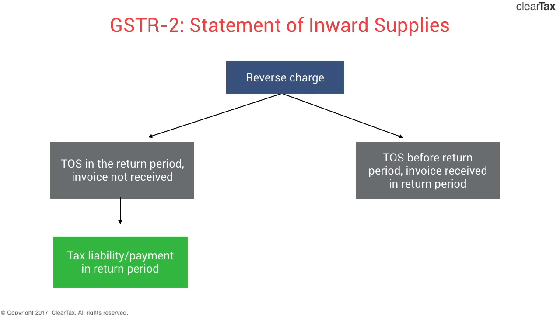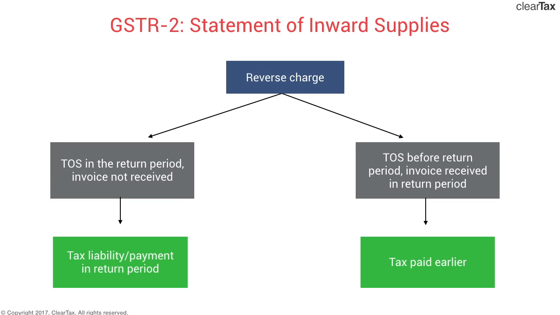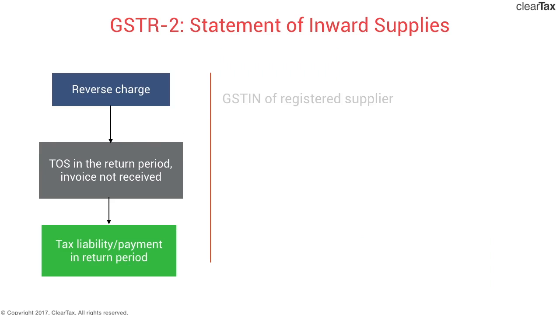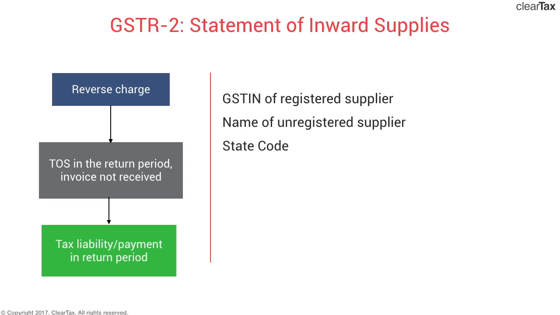In the second situation, the tax would have been paid earlier because time of supply was before the return period. There will be different sets of details for each of these categories. The first one, where the payment is in the return period, you'll have to fill in the GSTIN of the registered supplier or the name of the unregistered supplier, the state code, the place of supply, the reference document. Why are we calling it reference document? There will not be any invoice because that's our base case. No invoice but POS in return period.